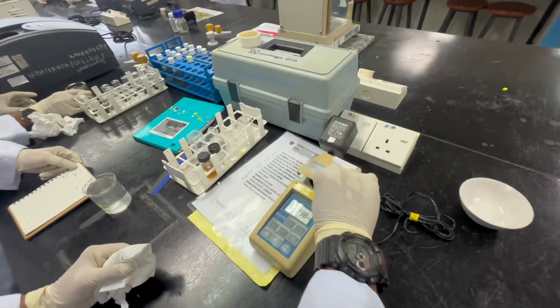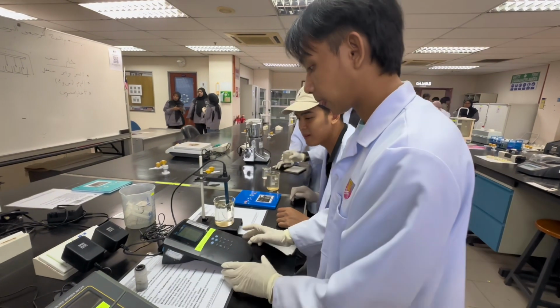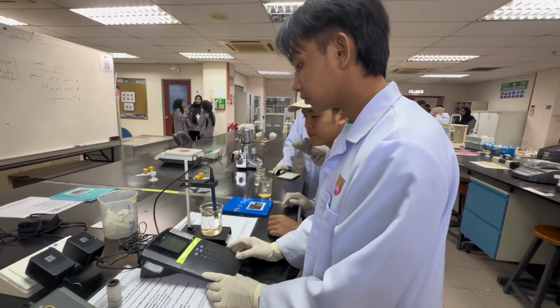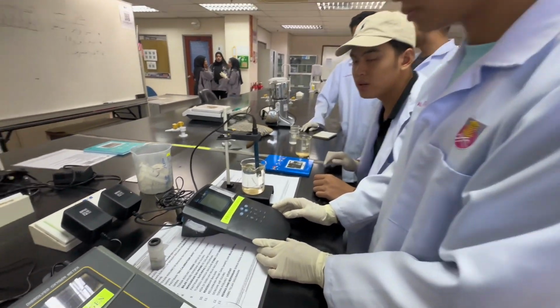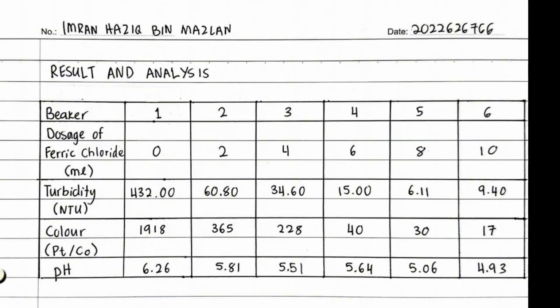Lastly, procedures A, B, and C are repeated to obtain the data for the same parameters after the jar test has been conducted. The optimum dosage of ferric chloride is 10 ml.